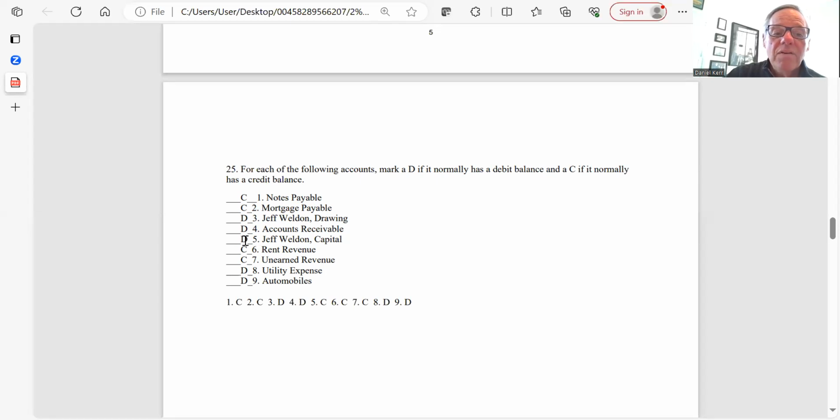Jeff Weldon capital, that's a little error in my answer key there, but I had it right when I did it on the exam. Jeff Weldon capital should be a credit, not a D. Ignore that D. Should have a capital credit balance. So you see that there. Number 5, yeah, should be C. Rent revenue should have a credit balance. Unearned revenue, it's a liability, credit balance. And utility expense and automobiles are all accounts with debit balances. So again, the correct answer there for capital, Jeff Weldon capital should be a credit, so ignore that little D there.